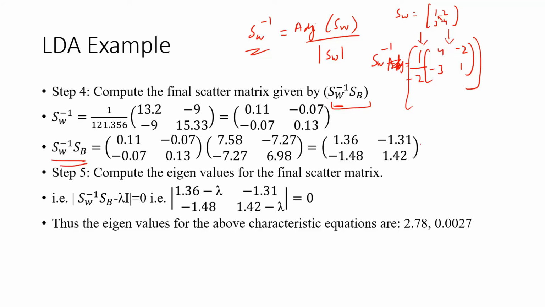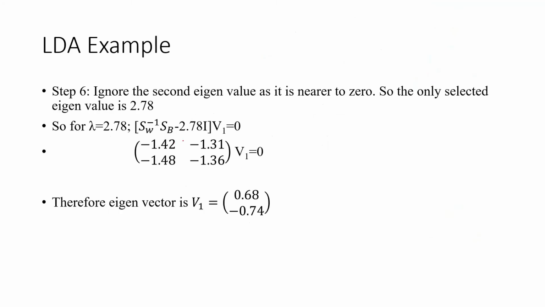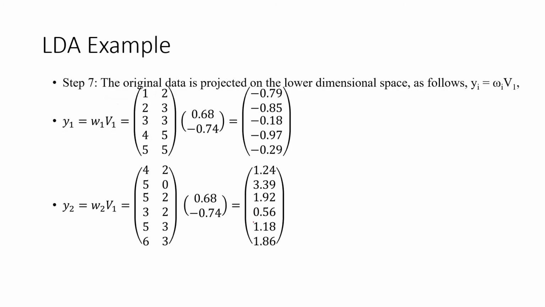This one is giving the answer as this, and then you have to compute the eigenvalues. You have to simply do this thing minus lambda I, and by putting in the values you get these two values, where 0.0027 will be discarded, it is very low. 2.78 will be kept, and then you have to calculate the eigenvector out of it. So you have to simply multiply it by b1, and you have to calculate this eigenvector 1. It is 0.6 and minus 0.74.